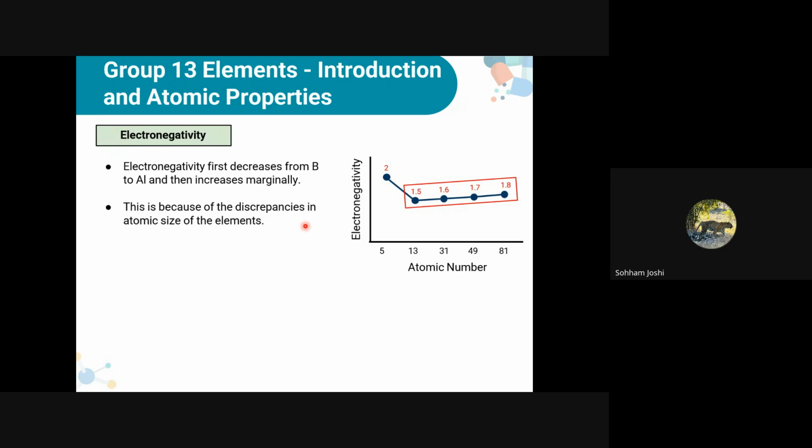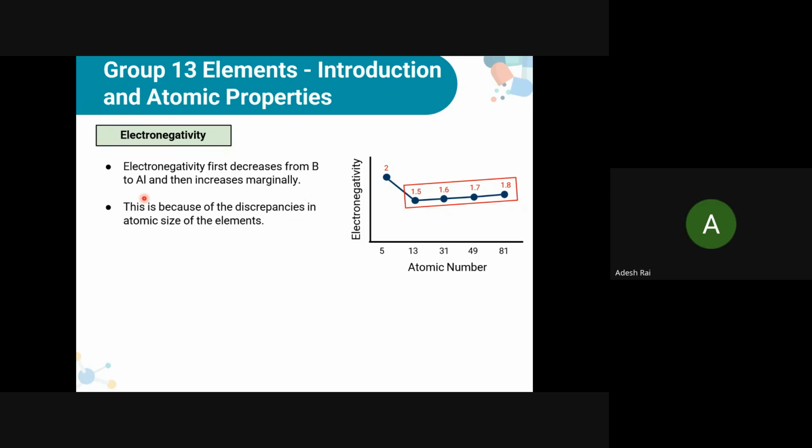You are not understanding the point properly. See what I said: for all the other groups, if you move down the group, what will happen? Metallic character will increase, yes or no? Yes, sir. And as a result, electronegativity will decrease. Understood? But in the case of the boron family, that is not the trend. Initially it decreased, but after that it increased. And what is the reason behind that? The reason is the discrepancy in the atomic size of the elements.